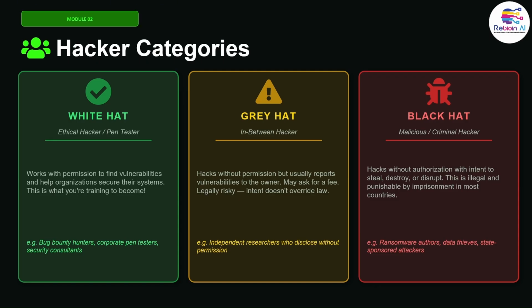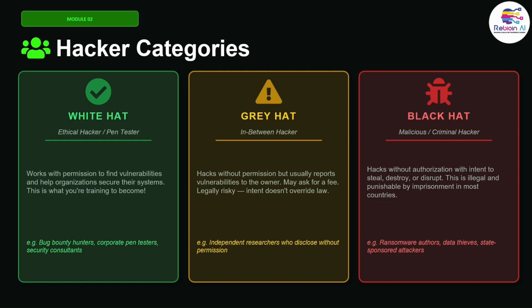The first one, white hat hackers. This is what you are training to become. They work with companies with permission to find vulnerabilities. Stress the word with. They could be a bug bounty hunter who gets paid to find bugs in an app, a penetration tester hired by a bank to test their network, or a security consultant. Everything they do is legal and documented.